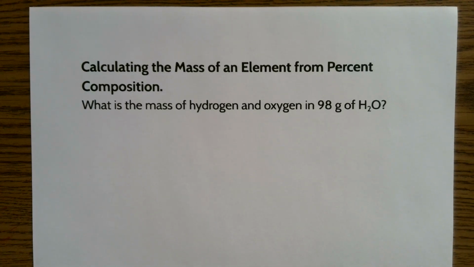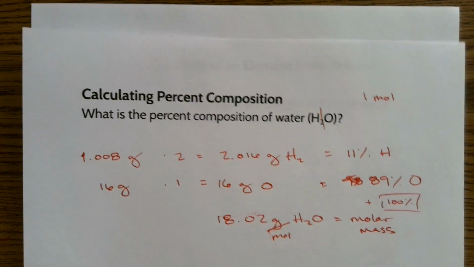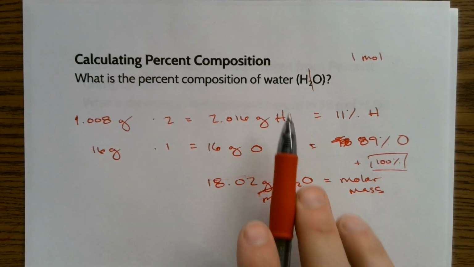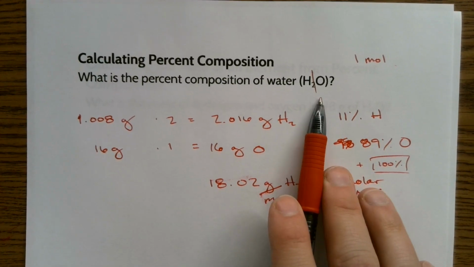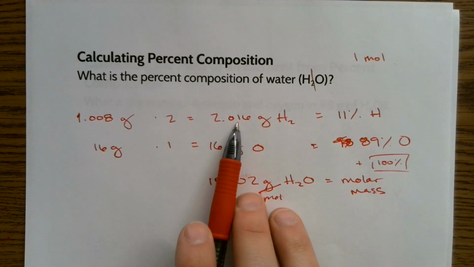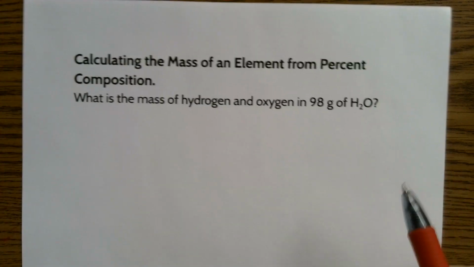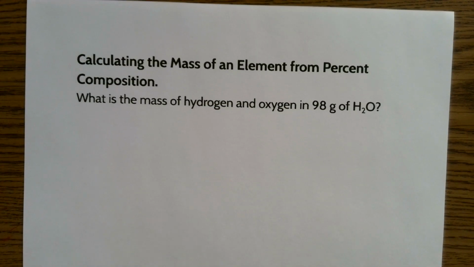I'm your teacher, Mr. Flynn, and today we're going to be talking about how to calculate the mass of an element from percent composition. This is going to be very similar to the problem we solved in the previous video on calculating the percent composition of water. In that video, we basically broke hydrogen and oxygen into two different parts, calculated their different mass ratios, and found a percentage for them. We're going to do the exact same thing, but now we're going to apply those percentages to a known value of a given amount of water.